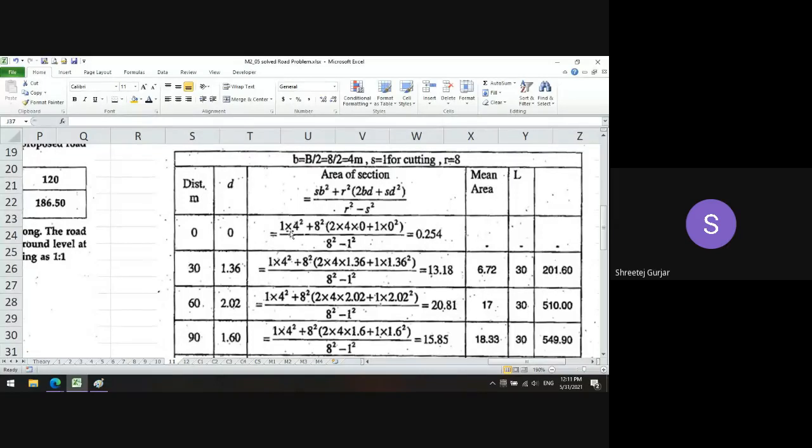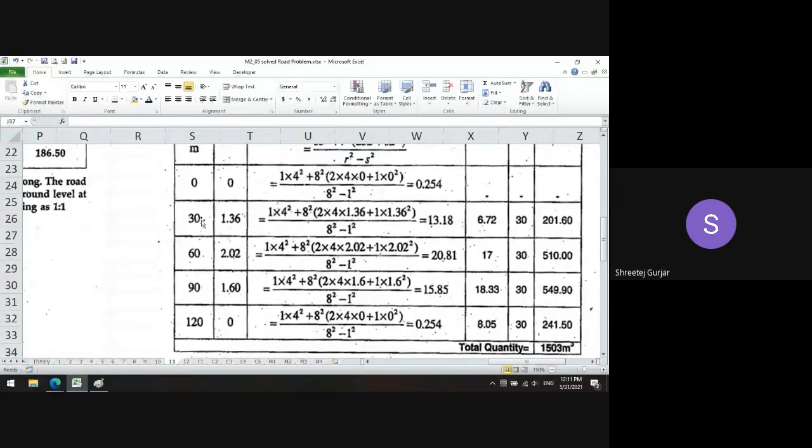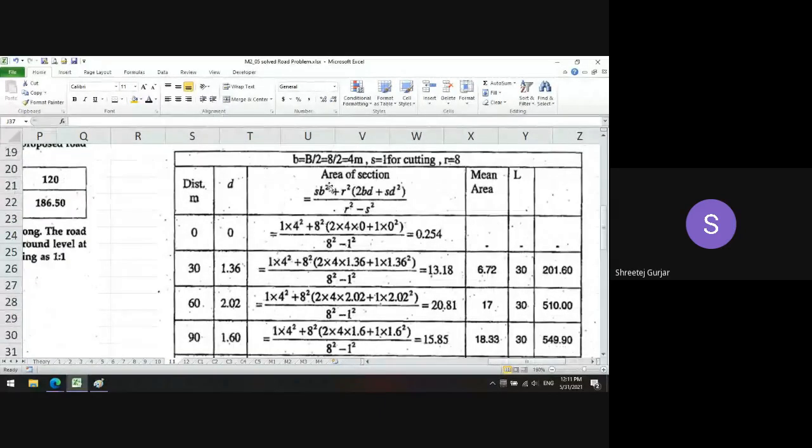So S is 1. What about b? Small b is 4, 8 by 2. R is given as 8, so 8 squared. 2 into b into d plus 0 plus 1 into 0 squared. So what is d over here? d is 0 over here. And similarly at change number 30, what is d? 1.36. So substitute d as 1.36. Remaining things are same.